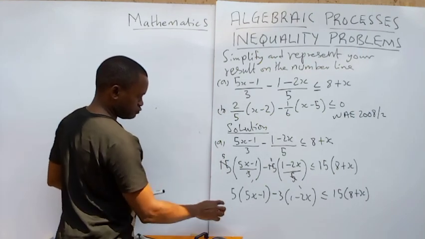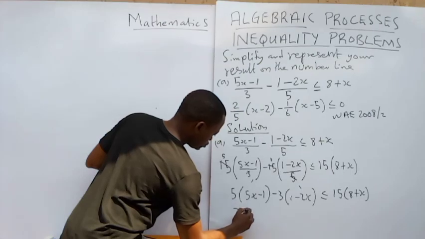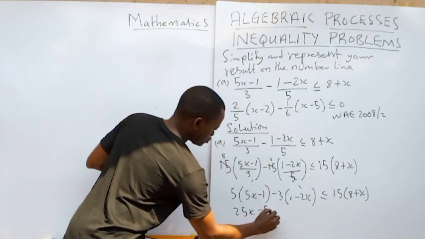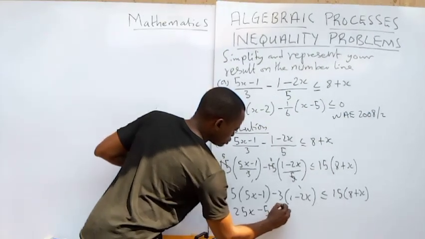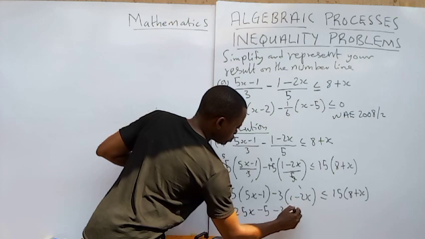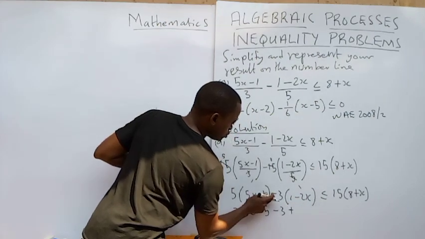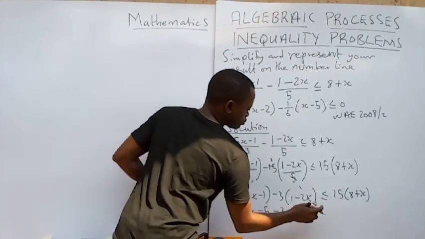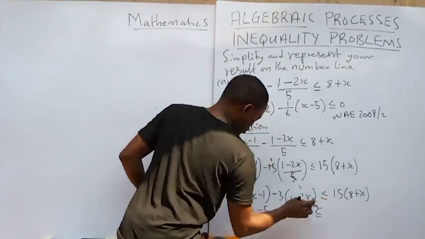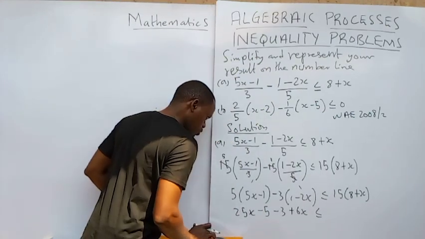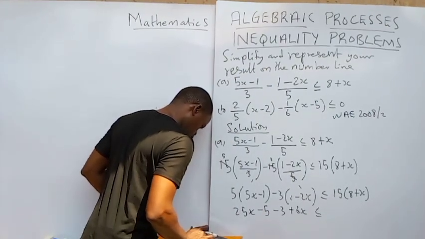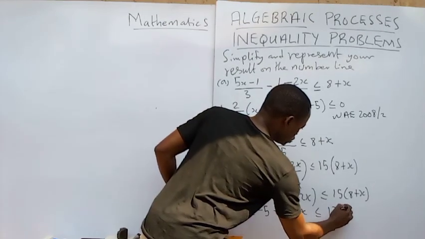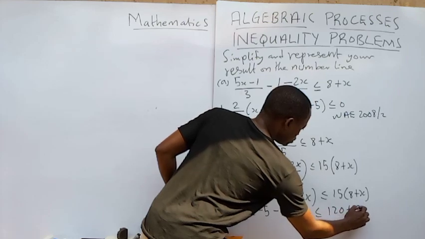All right, 5 into 5 is 25, 25x. 5 into minus 1 is minus 5. Then minus 3 into 1, minus 3. Minus 3 into minus 2 will give us plus. Minus times minus is plus. 3 times 2 is 6x. Okay, less than or equal to 15 times 8. That's why I was looking for my calculator. Let me check 15 times 8. 15 times 8, 120. So we have 120 then plus 15x.